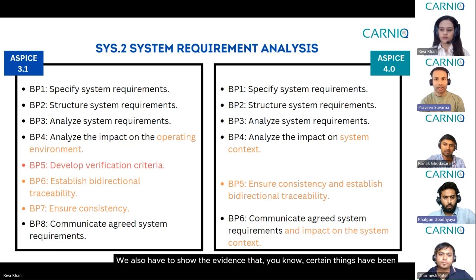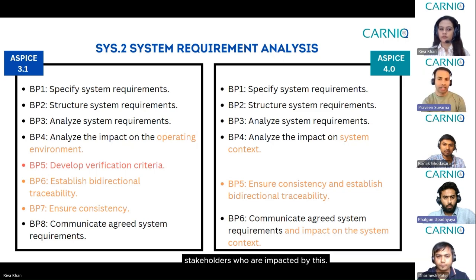We also have to show the evidence that certain things have been identified as a part of BP4, and that has also been communicated to certain stakeholders who are impacted by this. So I'm just trying to think if there can be certain examples, like the one I said, the timing requirement coming from the customer. Maybe it impacts certain change even within the organization. Maybe some software feature has to be updated or modified, or maybe some hardware functionalities are required in order to support certain requirements. Then there should also be certain evidence maintained that we communicate this kind of changes actively.